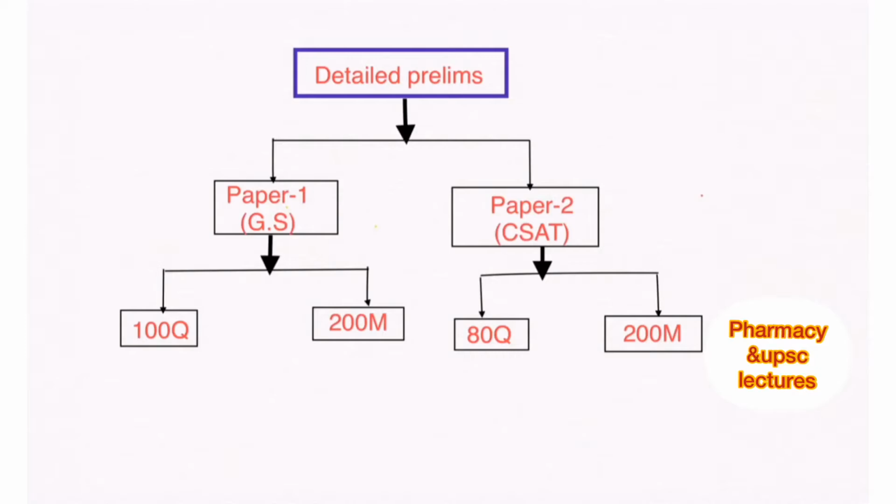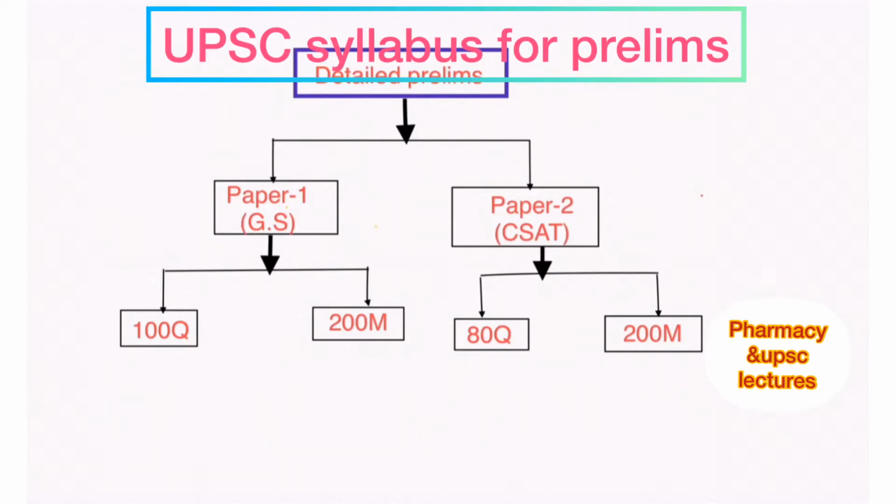When it comes to detailed prelims, we have two papers. Paper 1 is GS, nothing but general studies. It consists of 100 questions. Each question carries 2 marks, totally 200 marks. We have negative marking, 1/3 deduction for an incorrect answer. Second paper is CSAT. It consists of 80 questions. Each question carries 2.5 marks, totally 200 marks. And the duration is 2 hours for each paper.